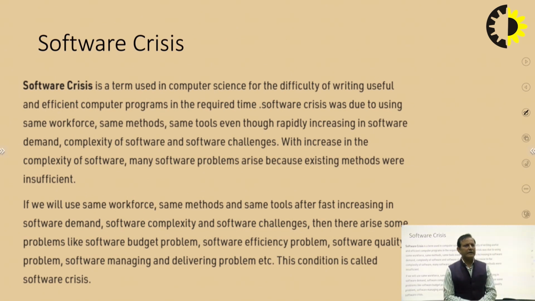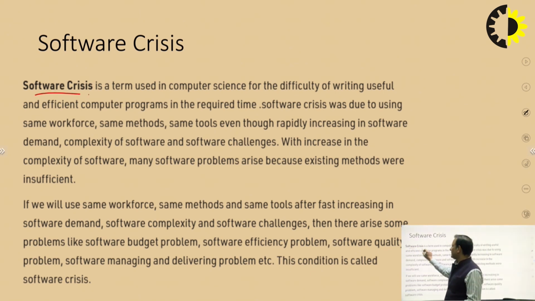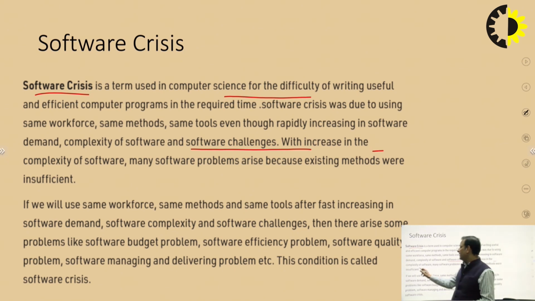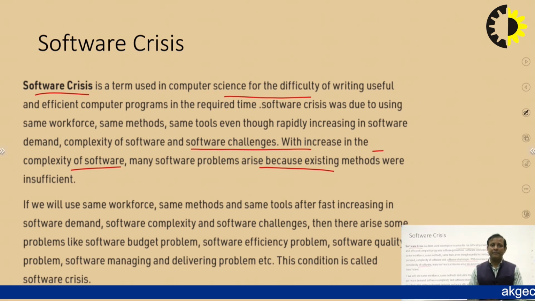Now we are going to talk about the crisis. What do you mean by the crisis? Software crisis is a term used in computer science for the difficulty of writing useful and efficient programs in the required time. Software crisis was due to using the same workforce, same methods, and same tools even though the software demand and complexity of software were increasing, and challenges increased. Many software problems arise because existing methods were insufficient for developing that software.